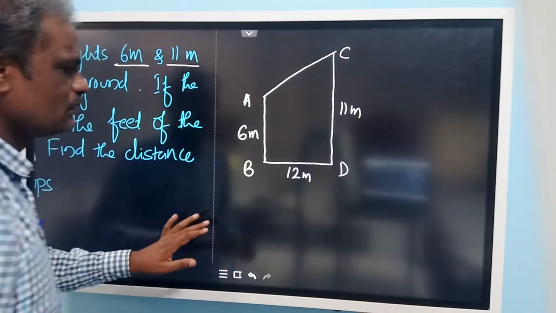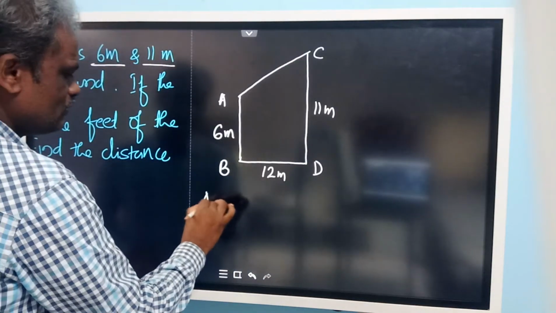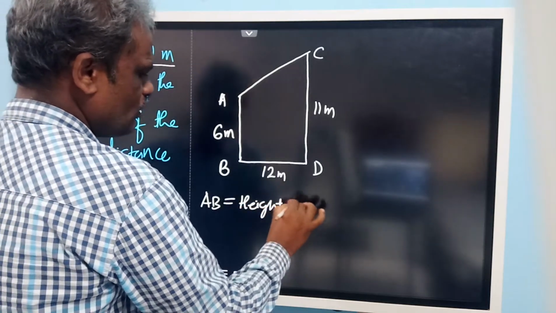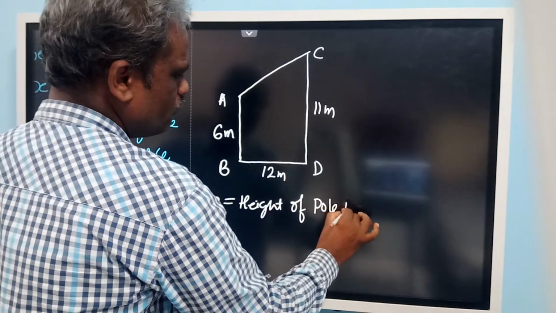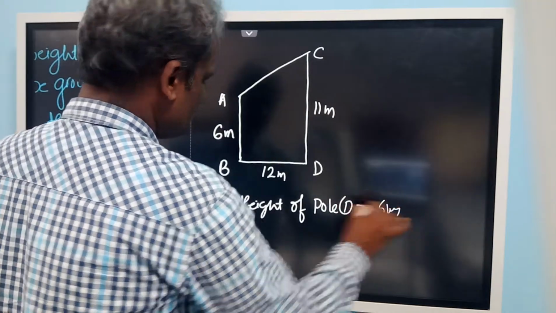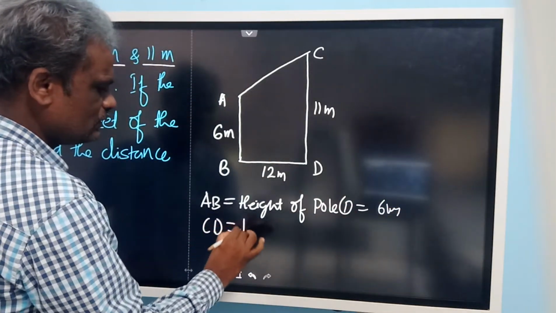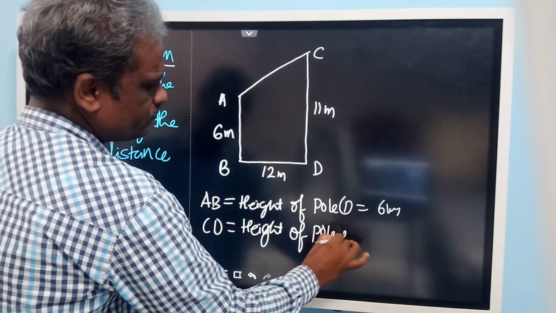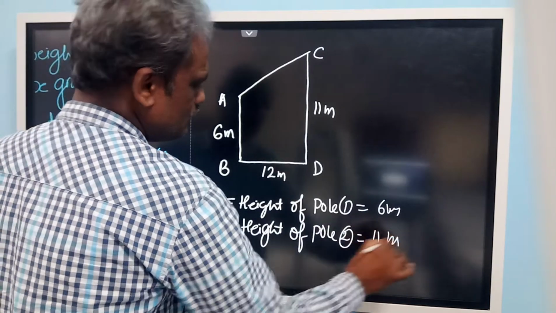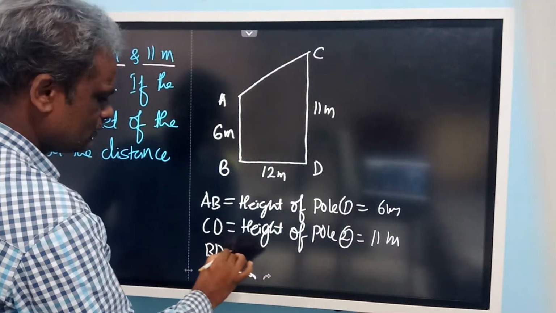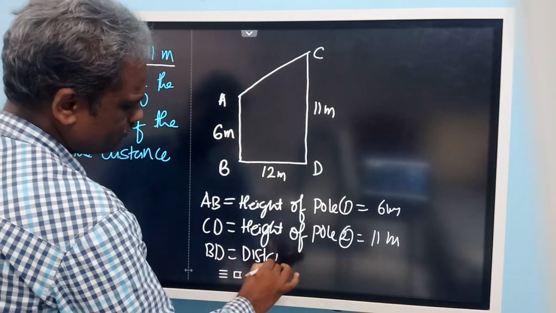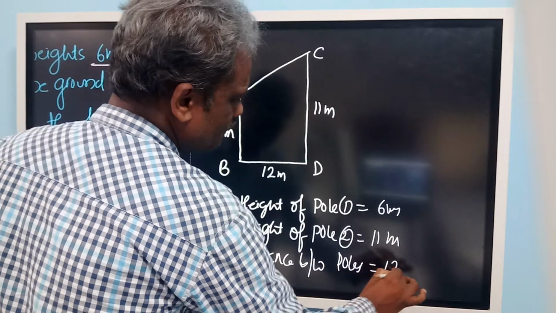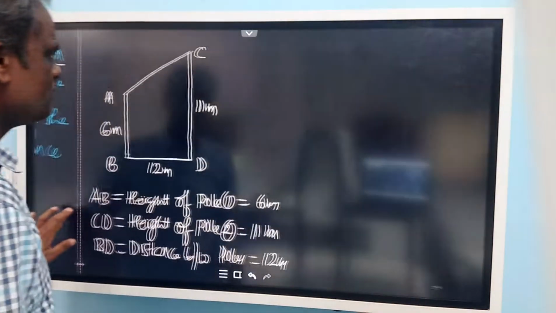So this is AC. AB is equal to the height of pole 1, so that is 6 meter. And then CD is equal to the height of pole 2, so that is 11 meter. And then BD, the distance between the poles, is 12 meter. Okay, now we need to find the distance between the tops.